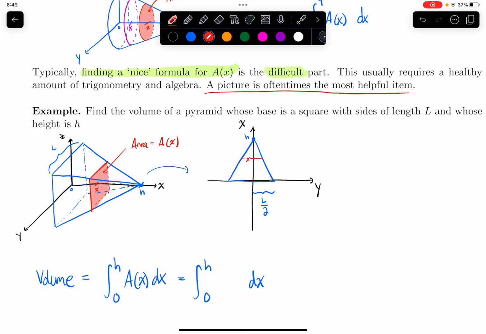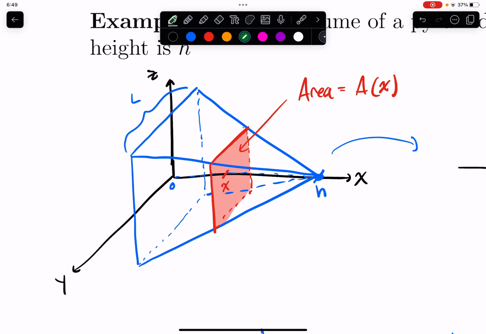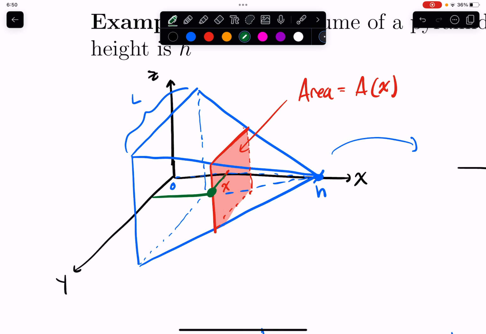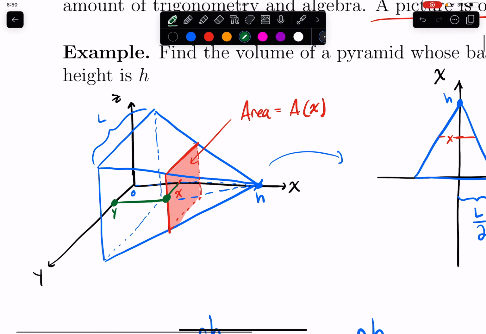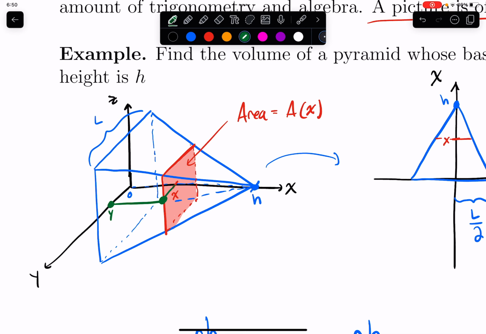And what I can observe at this juncture is the following. If I zoom in on this picture, I'm going to put this in green. Let's look at this point on my red slice. This is the point connected to x, but more importantly it's the associated y value for that x value. The reason that's important is that if I look at just that picture, this red square, that length right there, is also y.